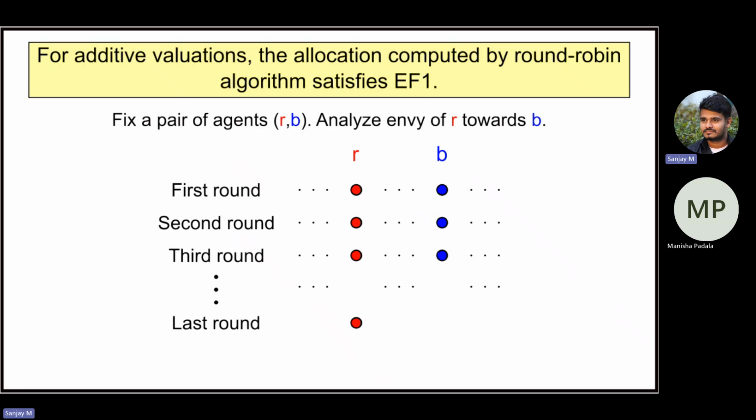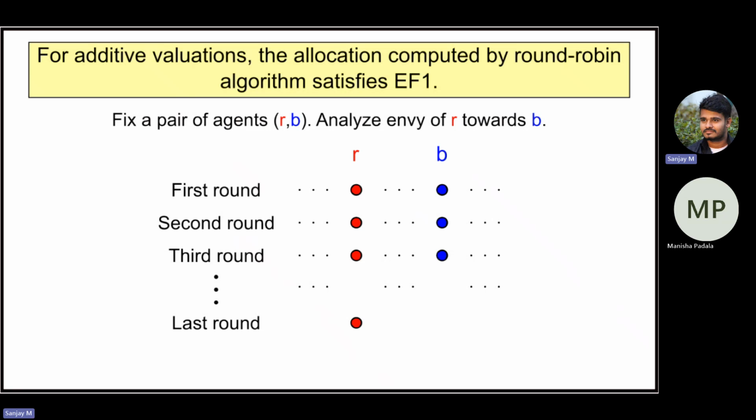Remember, EF1 was a pairwise property. You have to prove it for every pair of agents. Let's pick some pair of agents, red and blue, and let's analyze the envy of red towards blue. Now there are two cases. Either red is ahead of blue in the round robin ordering, or it is behind blue. We'll analyze both of those cases.